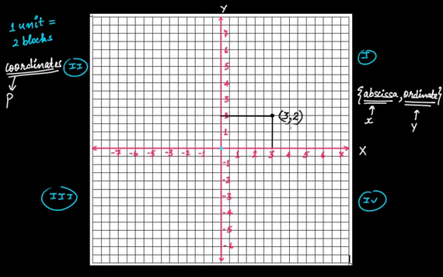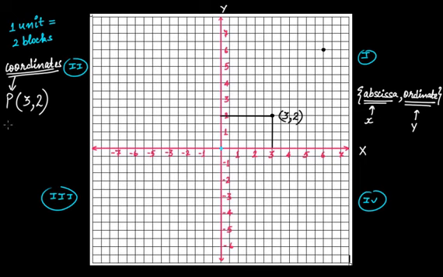Okay, let's take one more example. So this is point P. You will say that the coordinates of this point P are 3, the abscissa or x coordinate, comma, 2, the ordinate or the y coordinate. Okay, let's say that you have to tell the position of this point. Let's say that this point is Q.